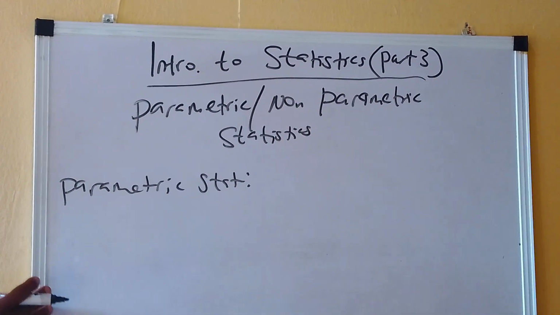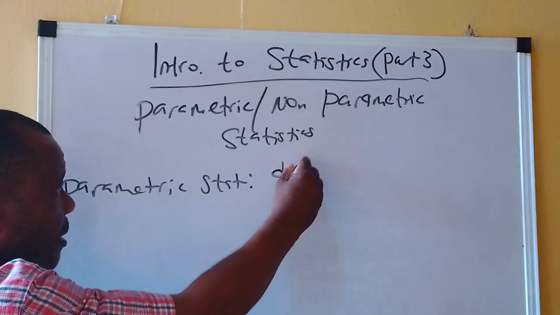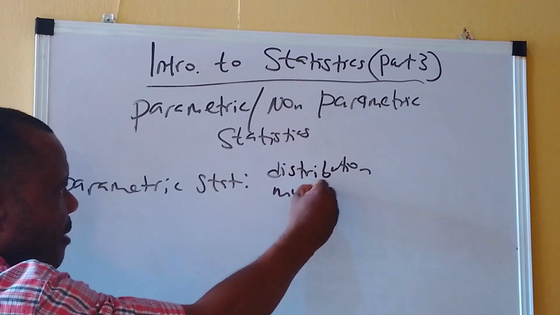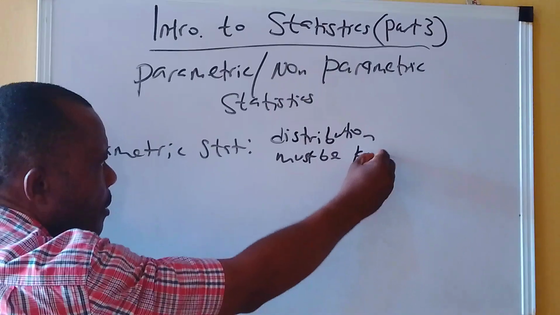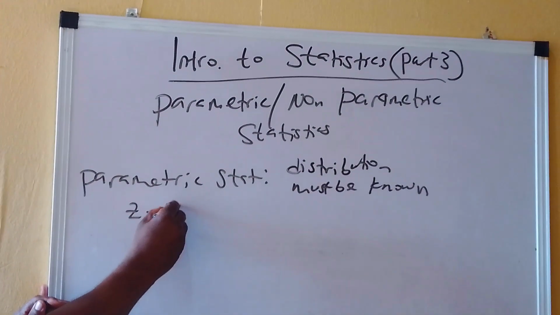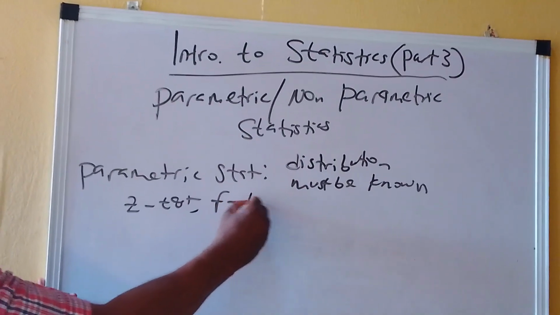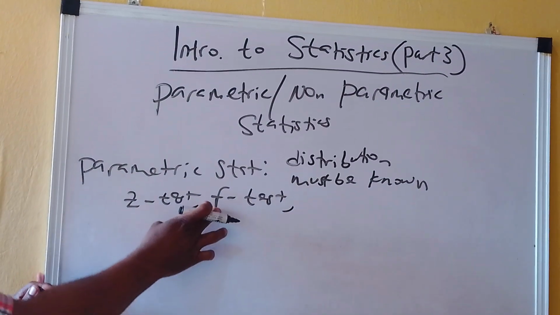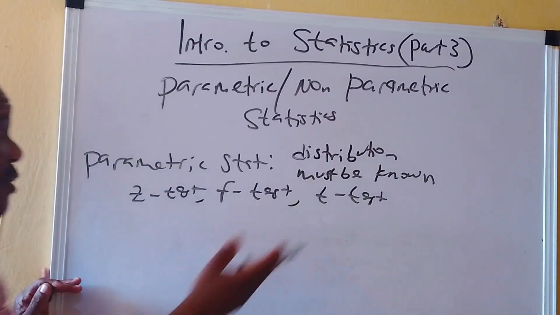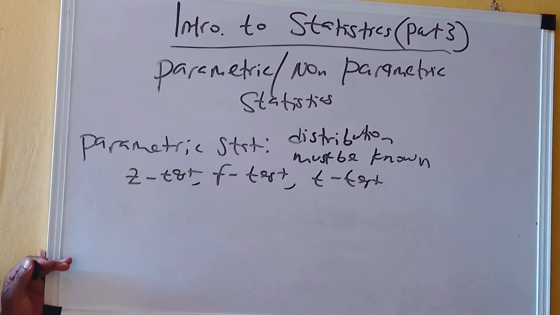So we need to know the distribution. It must be known. And we have examples of parametric statistics. We have the Z-test, which is known as the normal distribution test. We have the F-test, which is known as the analysis of variance test. And we also have the T-test, which is known as the student T-test. These are tests used in parametric statistics.